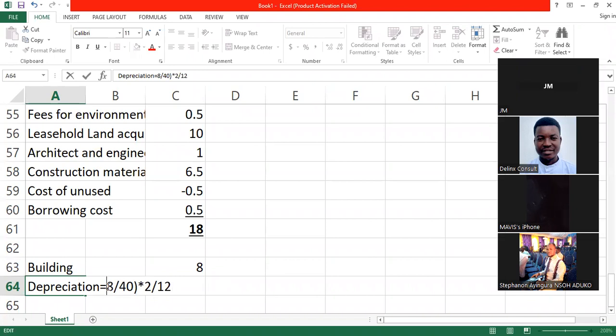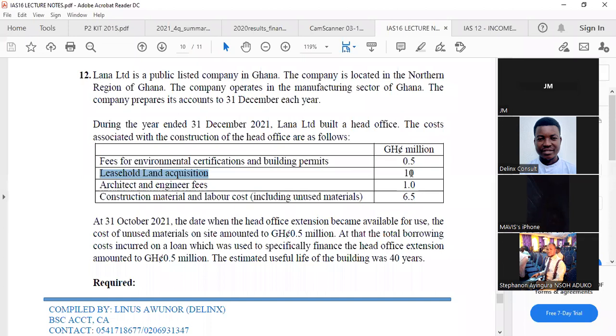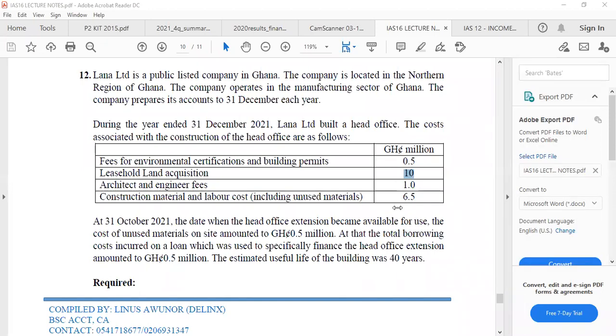Jim, are you raising your hand again? Yes, please, how did you get the land element? Oh, the land element is in the question already. Land is 10. Can you see the 10? Yes. Okay, so we just take it from the total cost, which is 18 million. Then we have 8 million as the figure. Are you okay now? Yes, thank you.